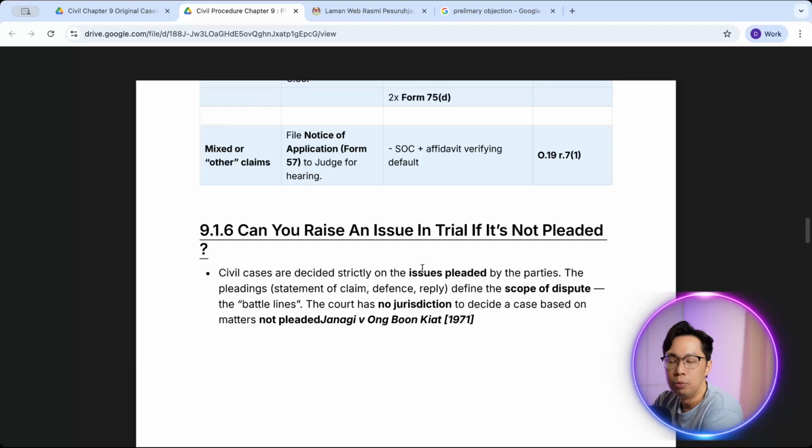The general rule is that you cannot raise an issue in trial if it's not pleaded. So now you know the meaning of plead. Plead is to write it in your statement of claim or statement of defense, regardless of plaintiff or defendant. You can only raise the thing in trial as evidence if, in the beginning, you put it in the statement of claim or statement of defense.